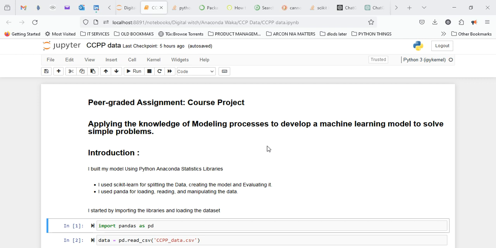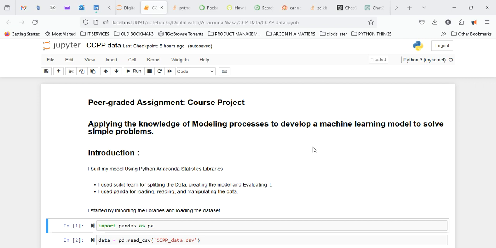Here is the peer graded assignment for machine learning. For the assignment, I'm applying the knowledge of modeling processes to develop a machine learning model to solve simple problems. Introduction. I built my model using Python and Conda statistics series.